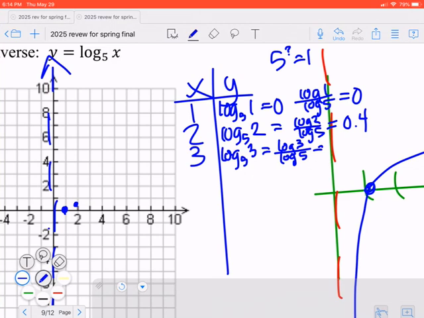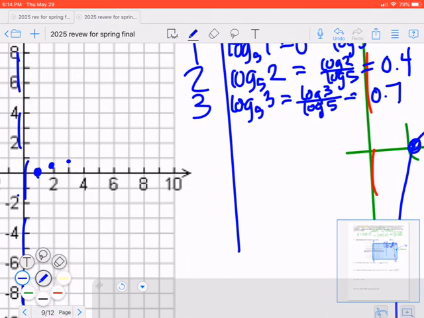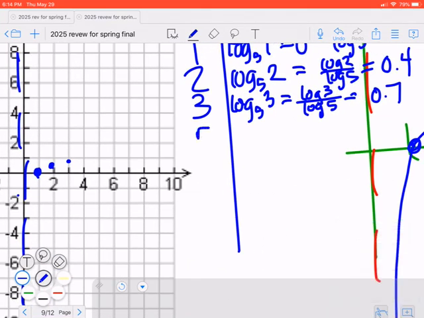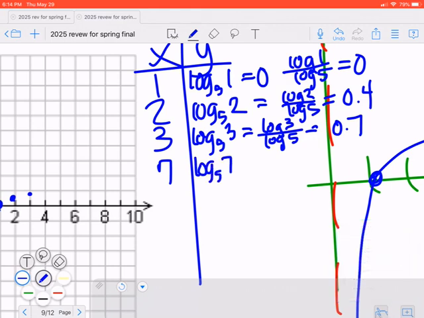Log of 3 divided by log 5 equals 0.7, over 3 up 0.7. So I'm just going to skip over a bunch. Maybe I'm going to go over to 7. So log base 5 of 7 with the change of base formula would be log of 7 divided by log of 5.